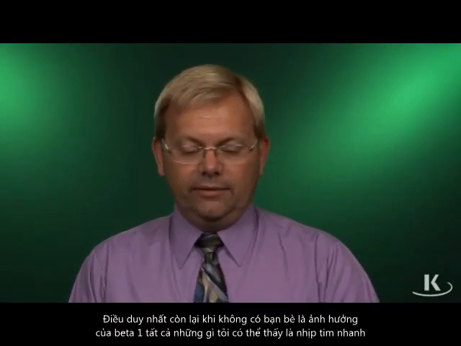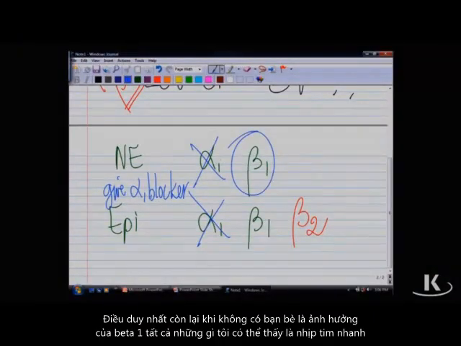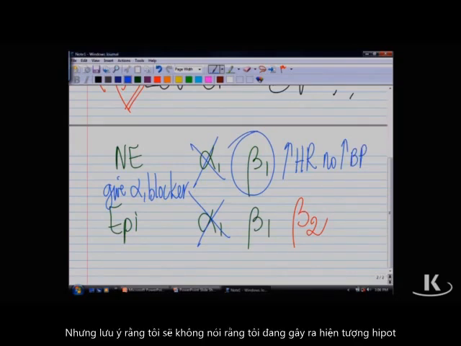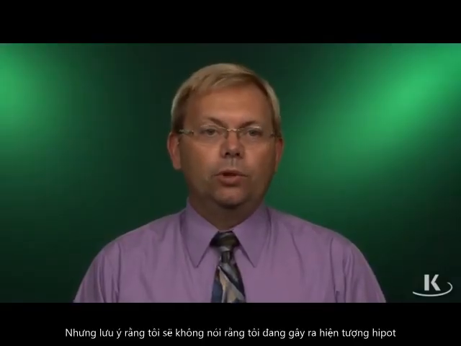Who's left for norepi? The only thing left for norepinephrine is the beta-1 effect. All I can see is tachycardia, and I see no increased blood pressure. But notice, I'm not going to say I'm causing hypotension, because there's no vasodilation.